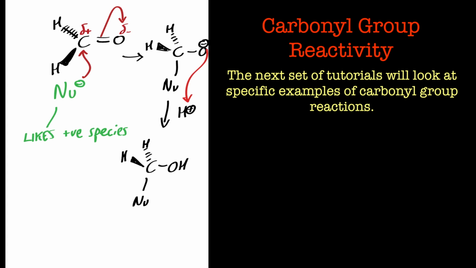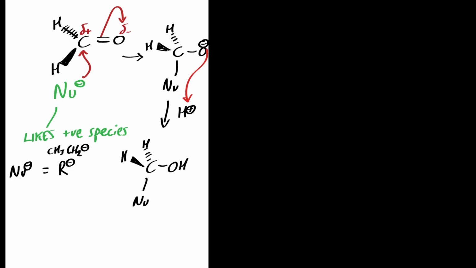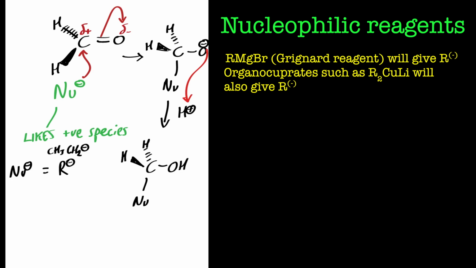So that's a basic introduction to the carbonyl group. Before we go, we just have a few closing notes on the nucleophile itself. The nucleophile can be a variety of reagents. Here we've got R-, which represents an alkyl group, and we've got ethyl here as an example. That R- can come from a variety of reagents which you can buy commercially, or make in the laboratory. Examples would be a Grignard reagent, organolithium reagent, or even organocuprates and so on.